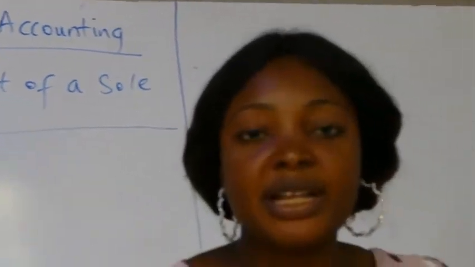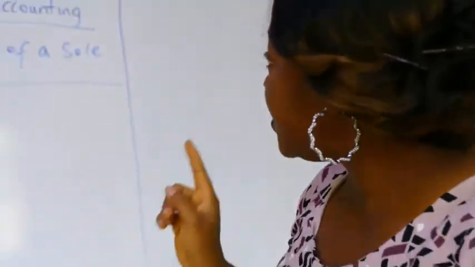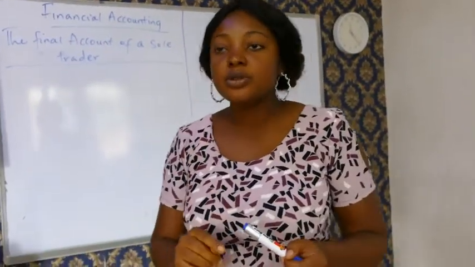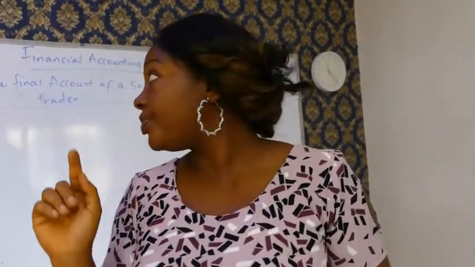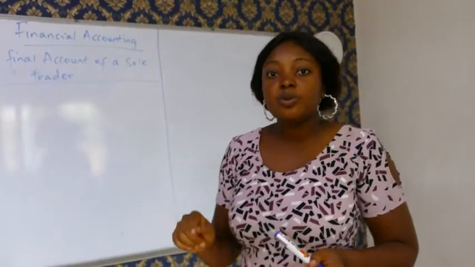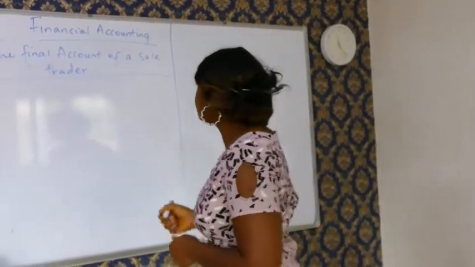In preparing the final account of a sole trader, 3 steps are involved. The first step is to prepare the trading account. The second step is to prepare the profit and loss account, and the third step is the balance sheet. But today we'll be looking at the trading account.